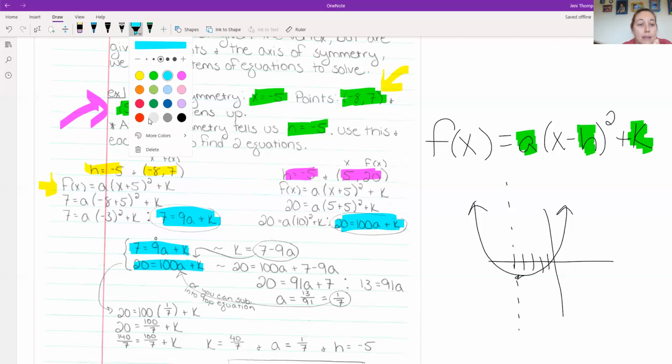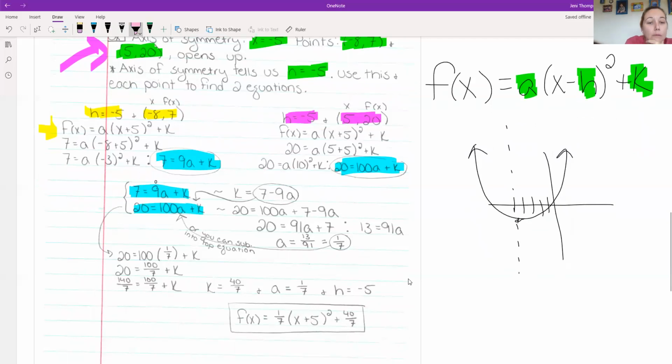So right here, I solve for k. Here was k. So if k equals this, then I can plug this in for k in my other equation. That gives me 20 equals 100a plus, and that's where my k went, right? And k was right here, so 7 minus 9a. Now I only have one variable, a, which I can solve for.